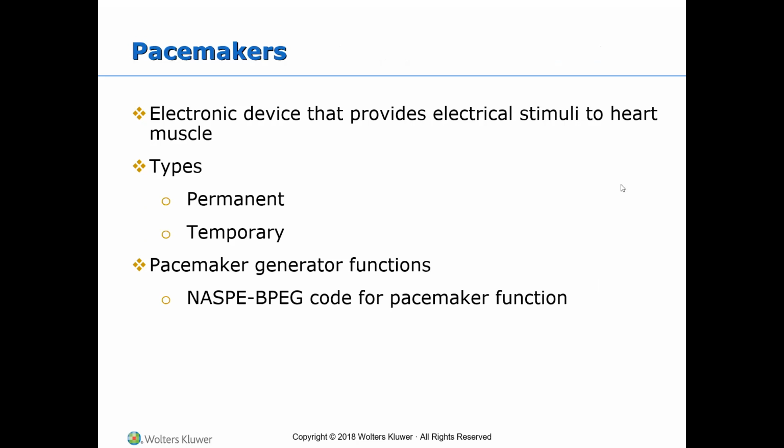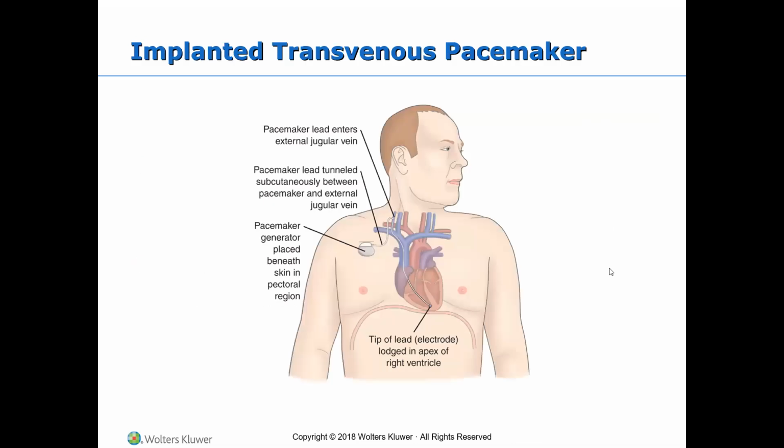You have an electronic device that provides electrical stimuli to the heart muscles. That's your pacemaker. You have permanent and temporary ones. Pacemaker generator functions, and the NASPE/BPEG code for the pacemaker function. So this is where they put the pacemaker in. Most of the time, they may put it on the left side of the heart, sometimes on the right, and this is how it's implanted and how it works.